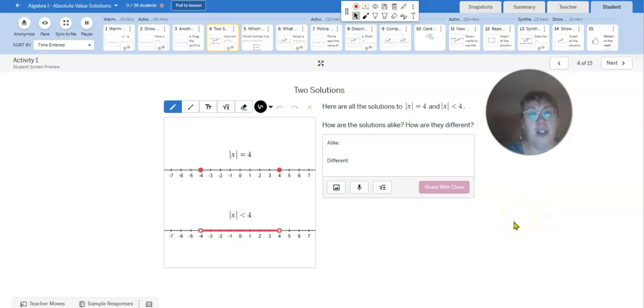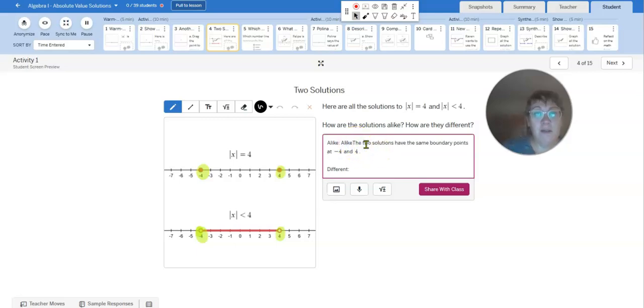Here are all the solutions to when the absolute value of x equals 4 and when it's less than 4. How are these solutions alike and how are they different? Well, one thing that we notice about them being alike is we're kind of gathered in either starting or ending at 4 and -4, right? So the two solutions have that same boundary point of -4 and 4.